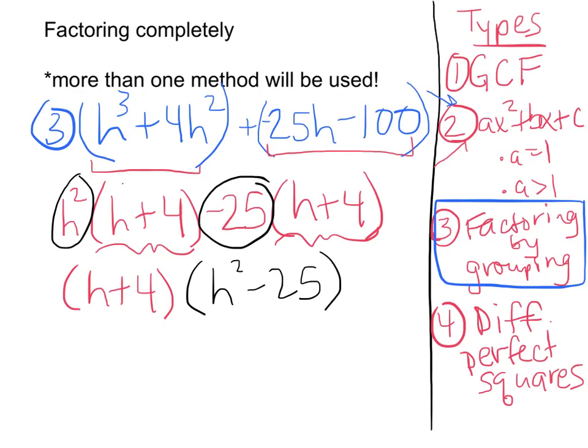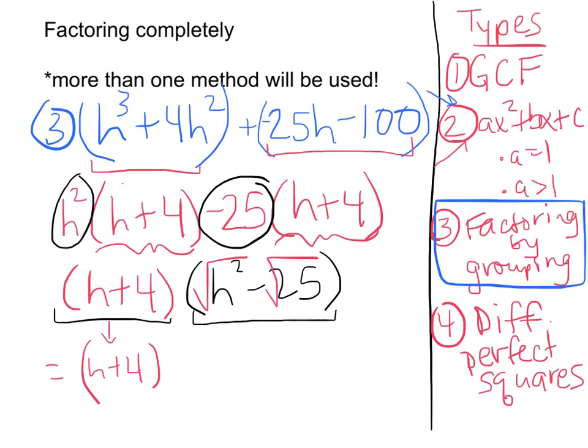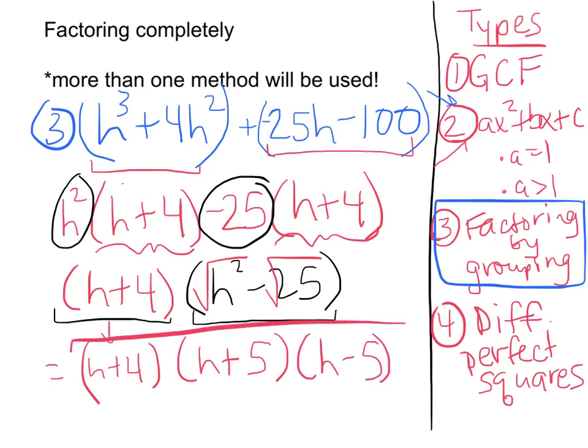Alright, now I look at my two sets of parentheses. I have h plus 4, that cannot be factored anymore, but then I have h squared minus 25. And I see that and I notice I have a difference of perfect squares. So there's still one more method I can use, and the method I'm going to use is the difference of perfect squares. So my final answer is I'm just going to bring down my h plus 4, and then since it's the difference of perfect squares, I take the square root of thing 1 and the square root of thing 2, which are h and 5, and then I have to add them and I have to subtract them. So this would be my final answer.